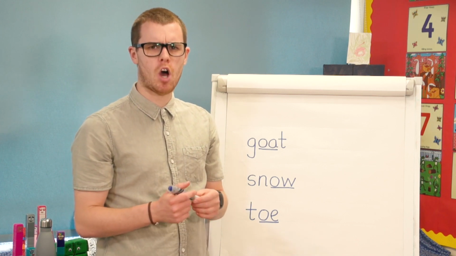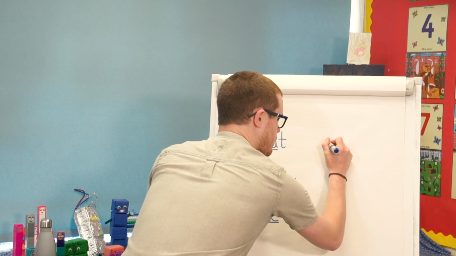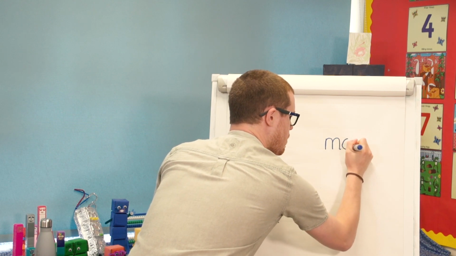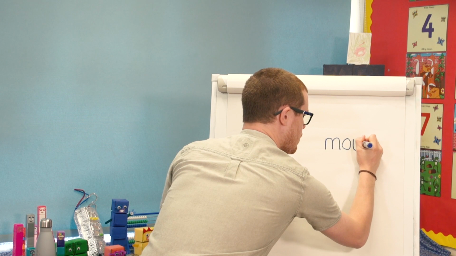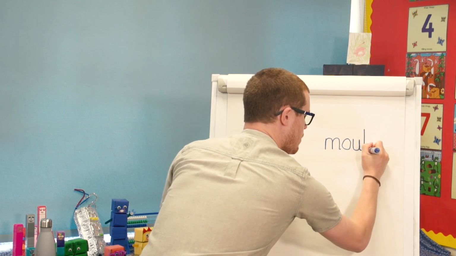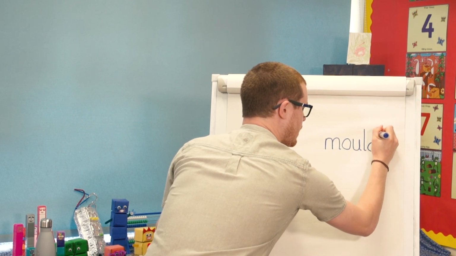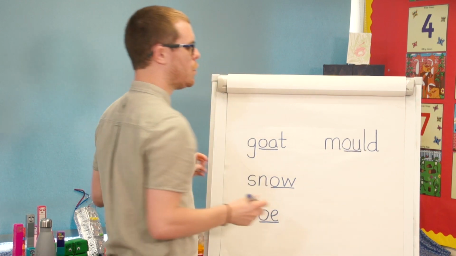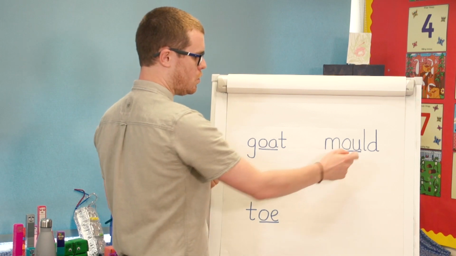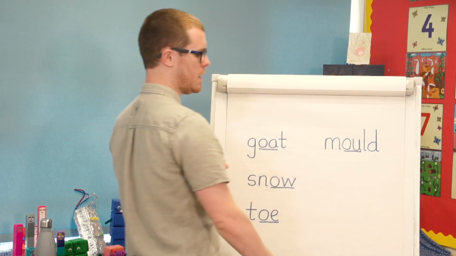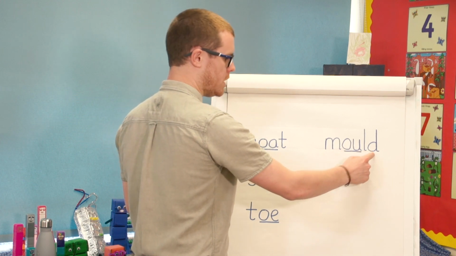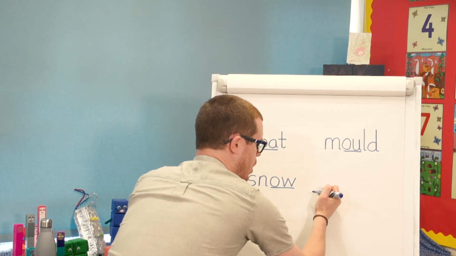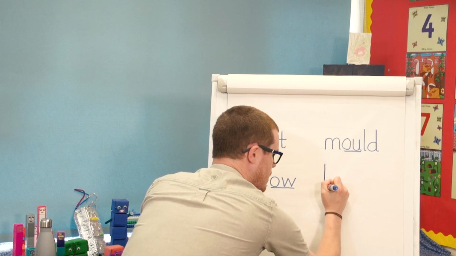How else can I write the O sound? I think that we can write the O sound like this, with the letters O and U, like in the word mould, M-O-L-D. And I think that we can write the sound O like this.